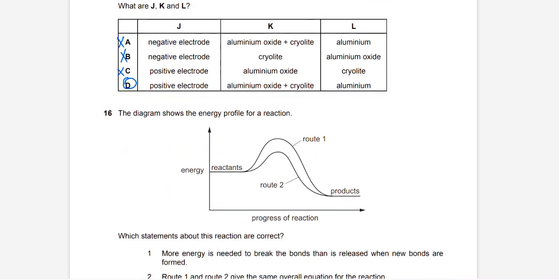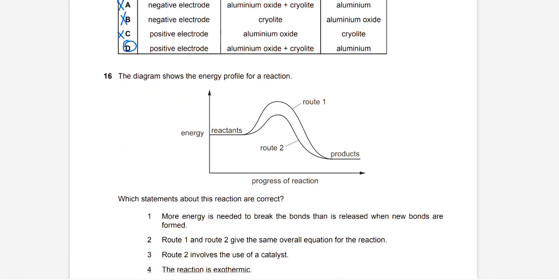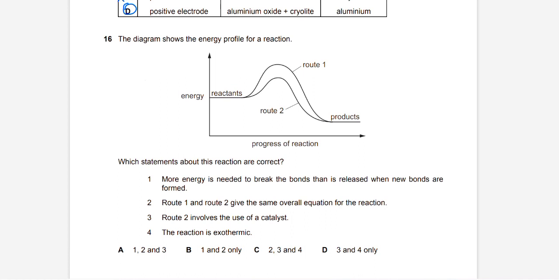The diagram shows the energy profile for a reaction. Is the statement about this reaction correct? More energy is needed to break the bonds than is released when new bonds are formed. No, not more energy is taken. Because it's exothermic, less energy is used and more is released. The arrow is not in this way; actually, the arrow is in this form.